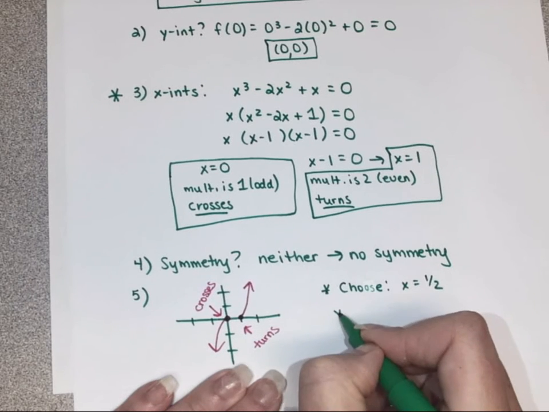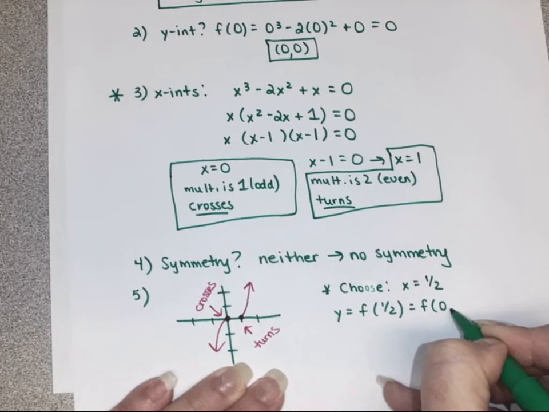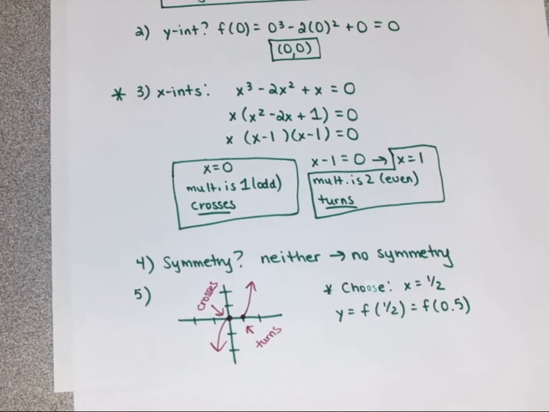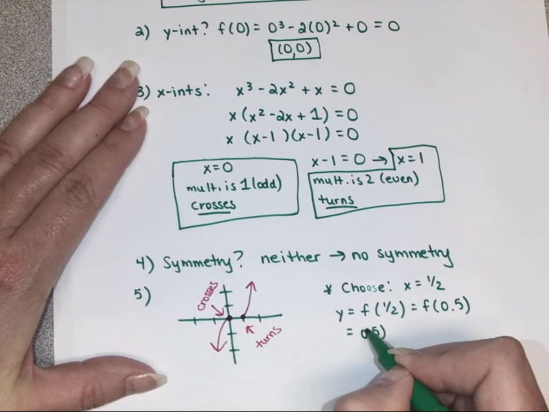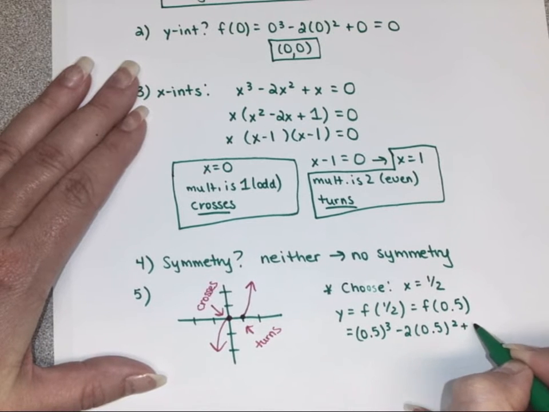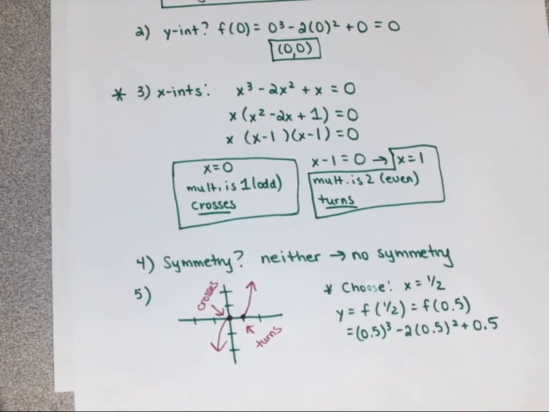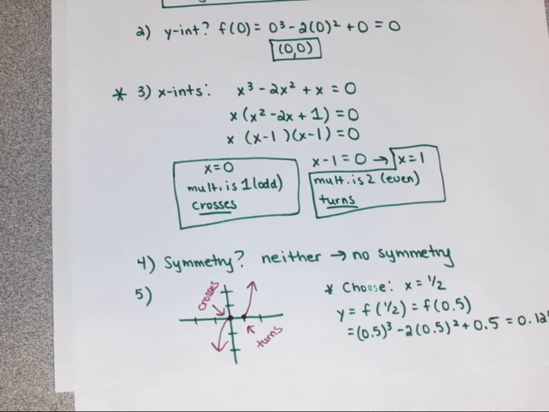Okay, so if I want to know the y, I just need to find f of 1/2, or if you'd rather, f of 0.5, either one. Your calculator can handle either, so we're going to plug that in. So 0.5 cubed minus 2 times 0.5 squared, and then plus 0.5. Okay, so your calculator will give this to you as 0.125. So what does that tell you about how far we go up? We got 0.125. Are we going up that far? No. Very, very little, right?